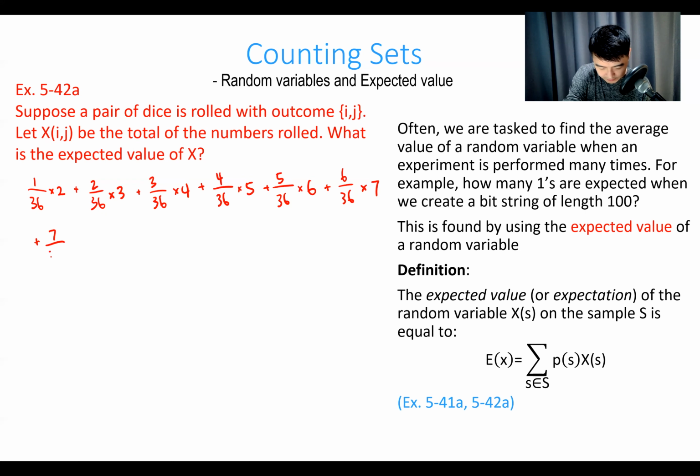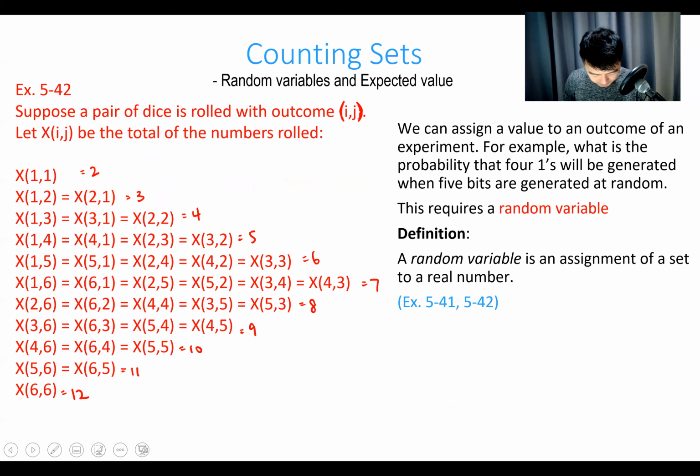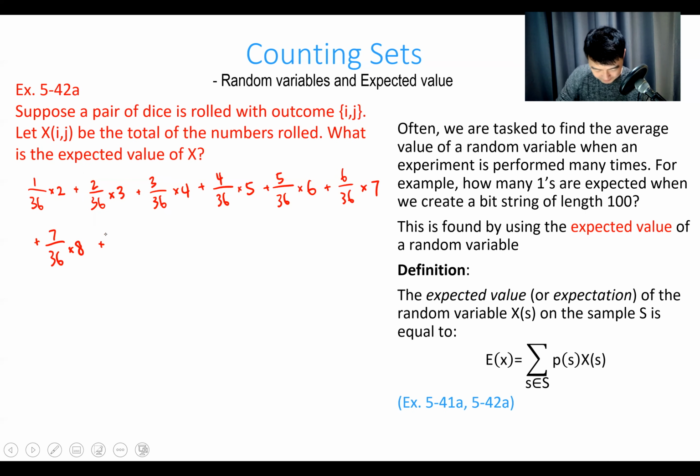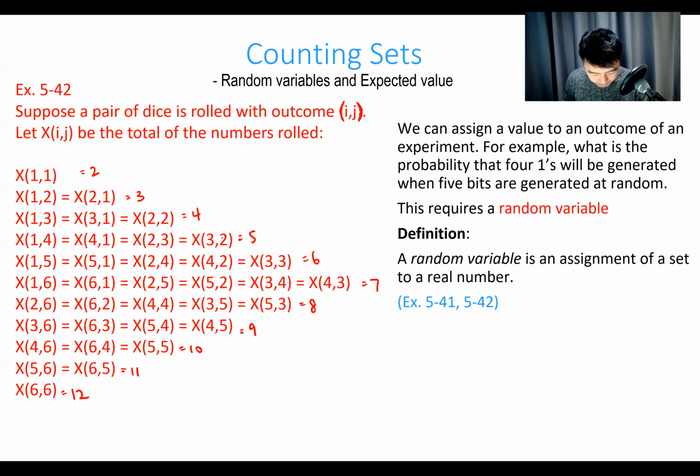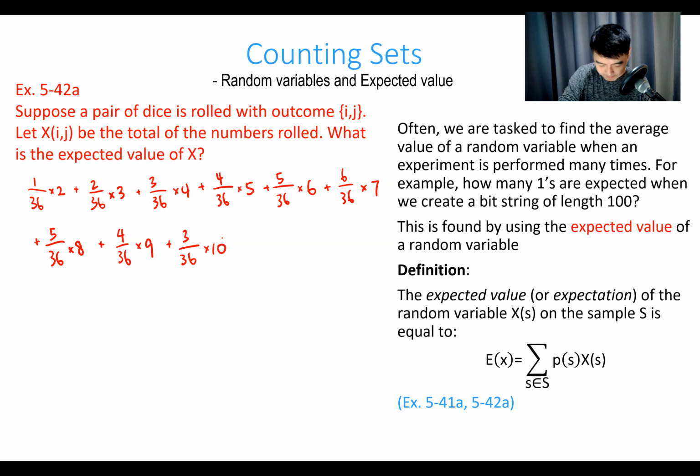I'm sorry, not 7 out of 36 times 8. 5 over 36 times 8, and then 4 over 36 times 9, 3 over 36 times 10, and then 2 out of 36 times 11 plus 1 out of 36 times 12.